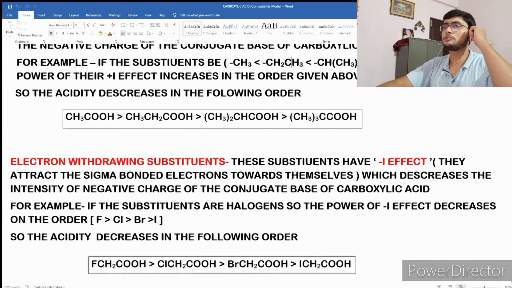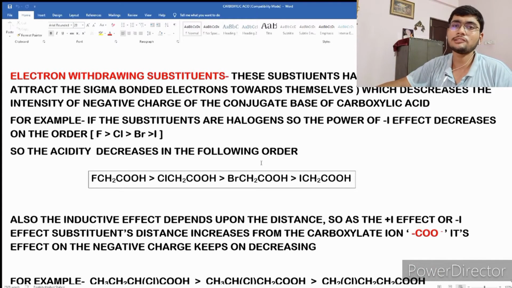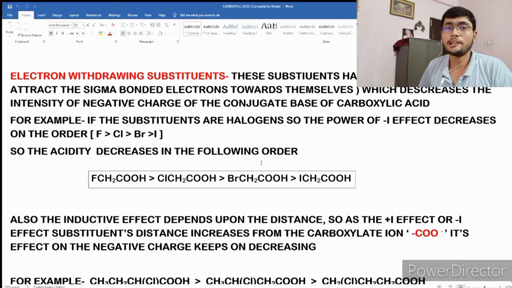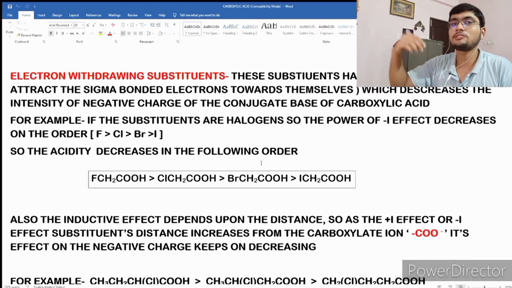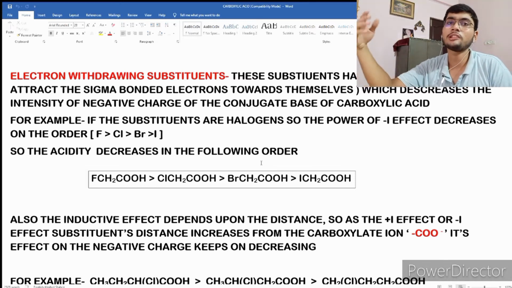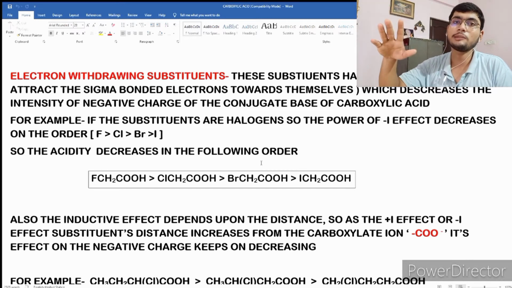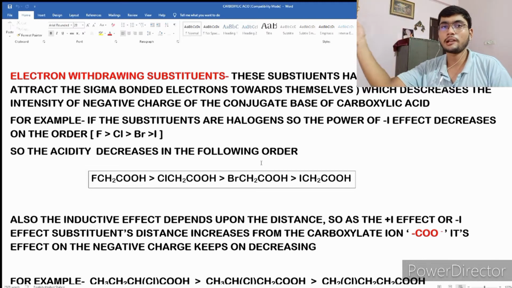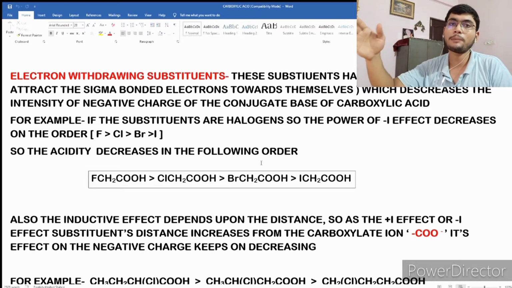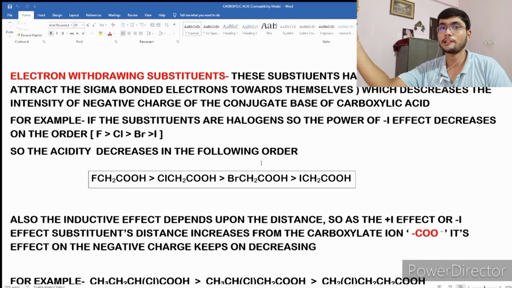Now coming to the next substituent, that is electron withdrawing substituents. The electron withdrawing substituents have a minus I effect. Now what is minus I effect? Basically, they attract the sigma bonded electrons towards themselves. This means that they generate a partial negative charge on themselves and a partial positive charge on the atom they are attached to. So if we attach these minus I effect groups on a carboxylate ion, it will develop a partial positive charge on the carboxylate ion.